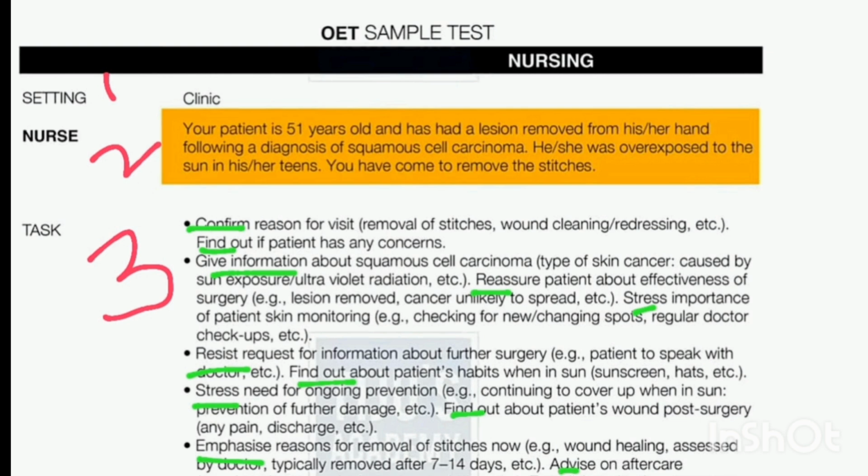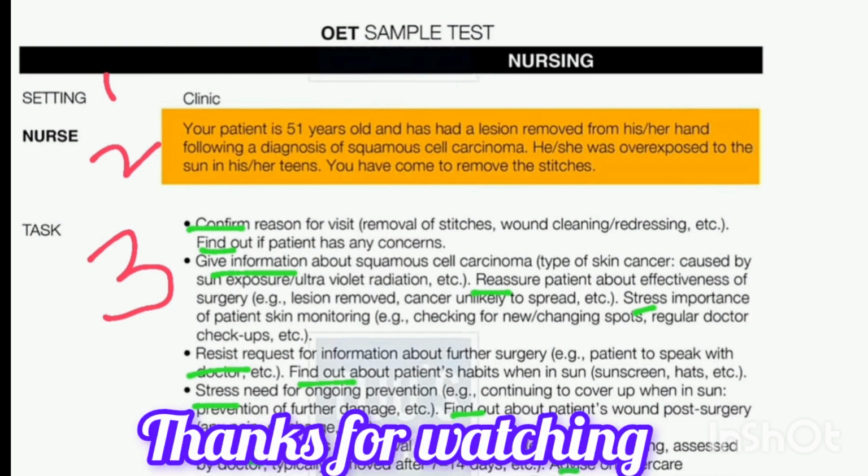Then we can reply to her, okay Sarah, thank you for allowing me to remove your stitches. So thank you. If you have any other query, you can please contact us. I will be happy to assist you.